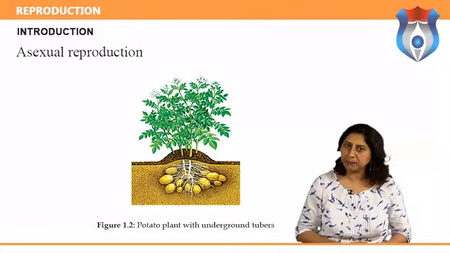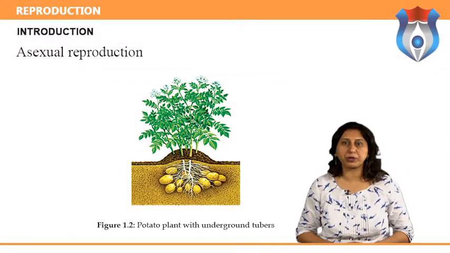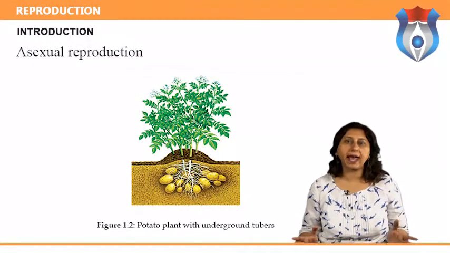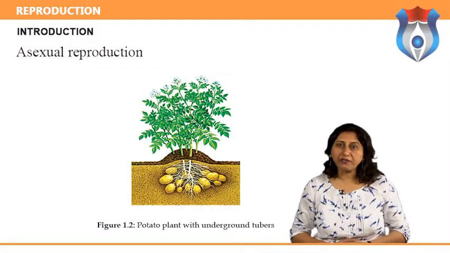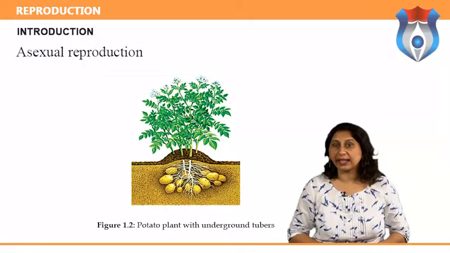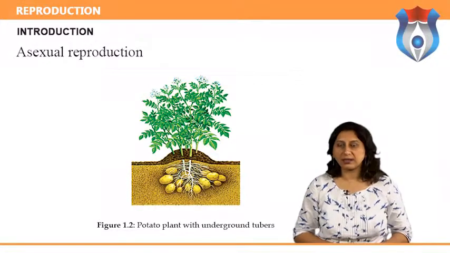As only one parent is involved in asexual reproduction, all the offspring have exactly the same genes as their parent. The offsprings are identical and they are called clones.